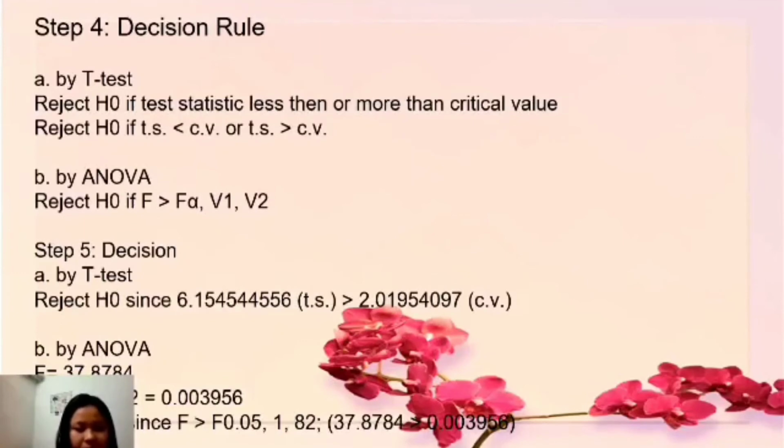In the t-test, we have rejected the null hypothesis since 6.154544556, which is the test statistic, is more than 2.019540997, which is the critical value. And in ANOVA, we also reject the null hypothesis since F is bigger than F 0.05.